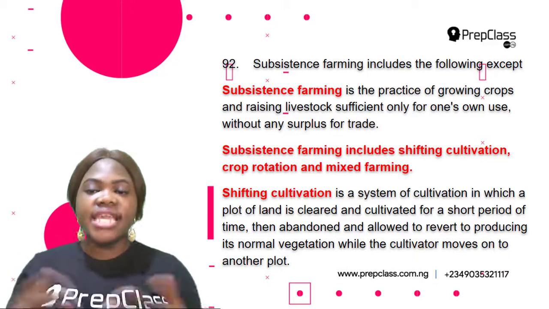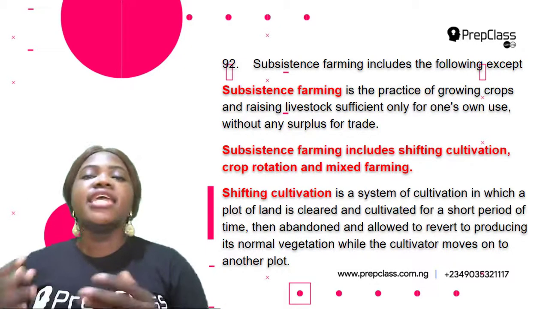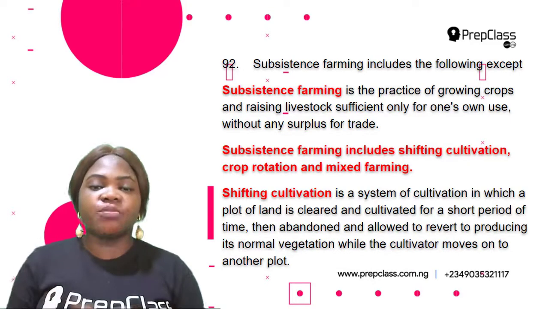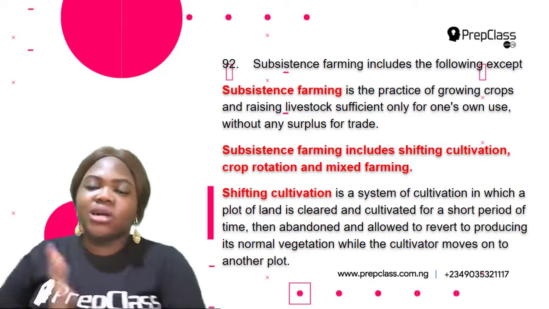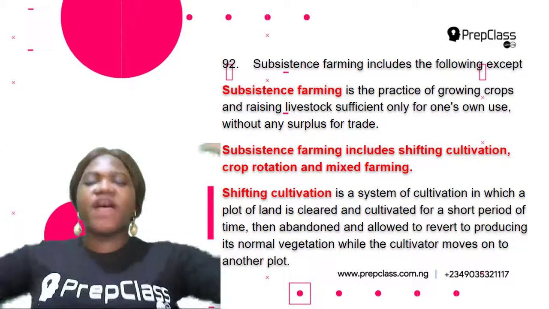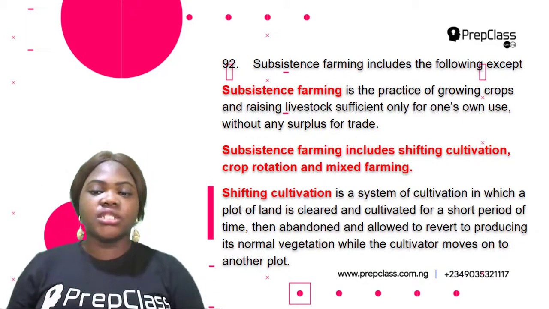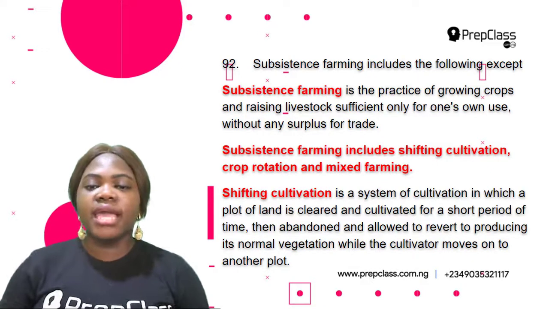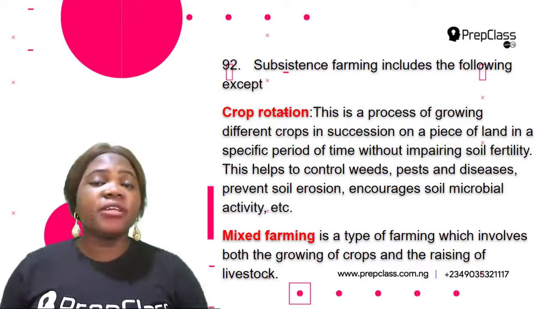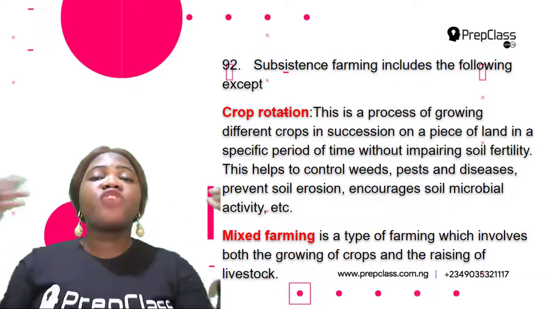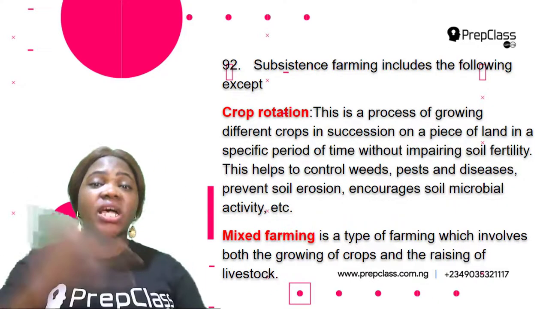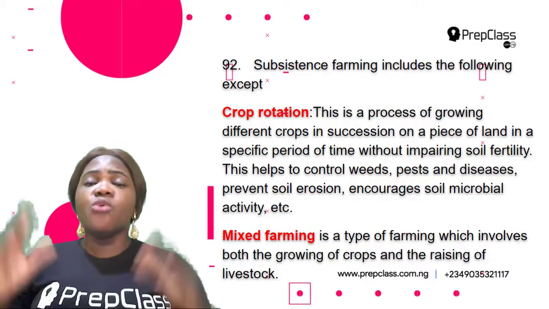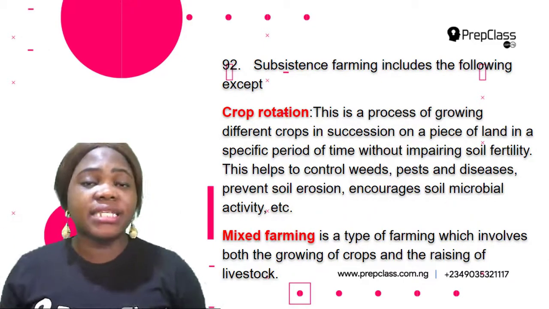Shifting cultivation is a system of cultivation in which a plot of land is cleared and cultivated for a short period of time, then abandoned and allowed to revert to producing its normal vegetation while the cultivator moves to another plot of land. What about crop rotation? Crop rotation is a process of growing different crops in succession on a piece of land in a specific period of time without impairing the soil fertility.